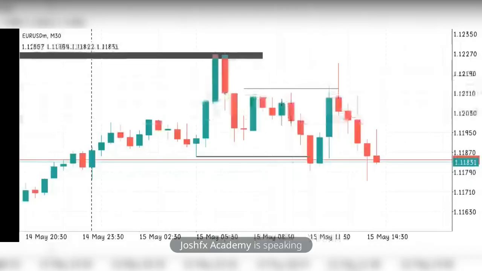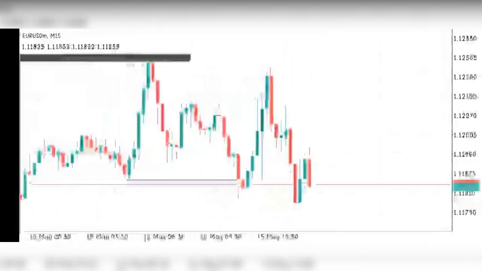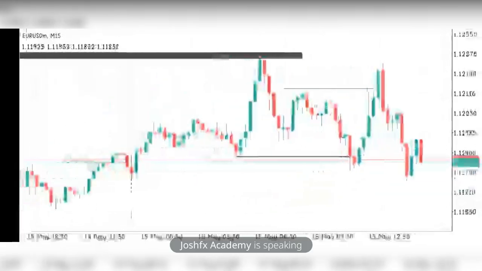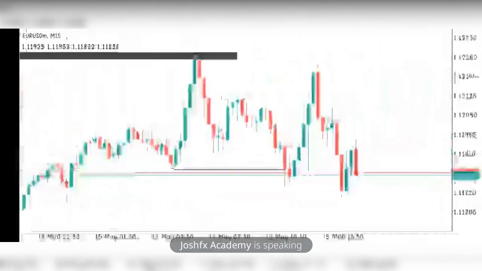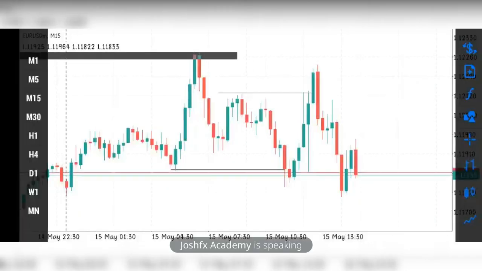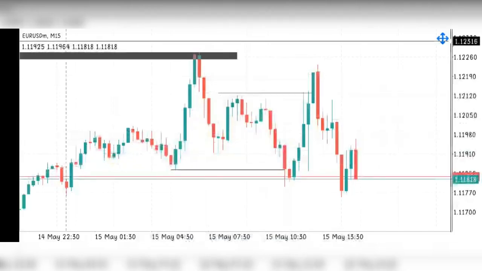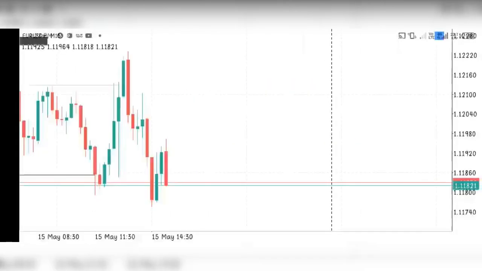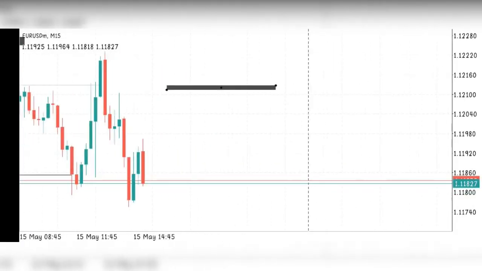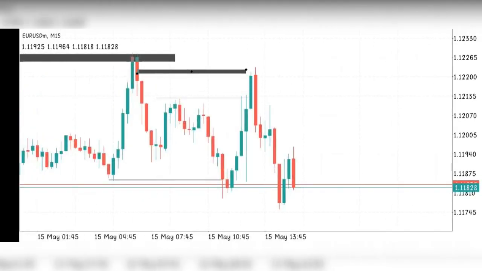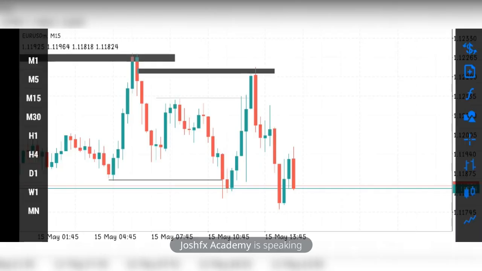So let's check 15 minutes. So when we look at this particular movement, we found out that we had the break of structure and the market retraced back. Then the market has been selling. It has been selling, like selling very, very hard. So let's go back to 4 hours.